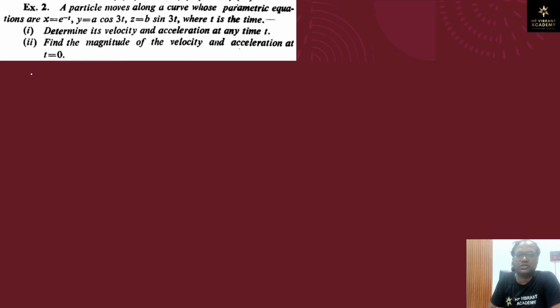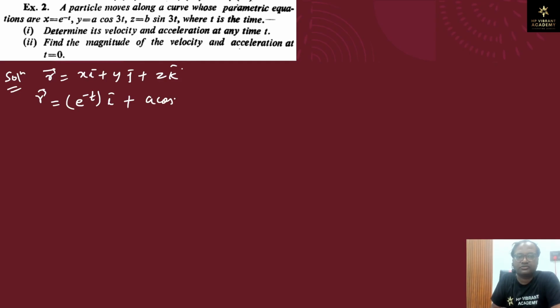The particle moves along a curve whose parametric equations are given by x is equal to e to the power minus t, y is equal to a cos 3t, and z is equal to b sin 3t. So the position vector is given as r is equal to x i cap plus y j cap plus z k cap. Okay, so r vector is equal to e to the power minus t i cap plus a cos 3t j cap plus b sin 3t k cap.